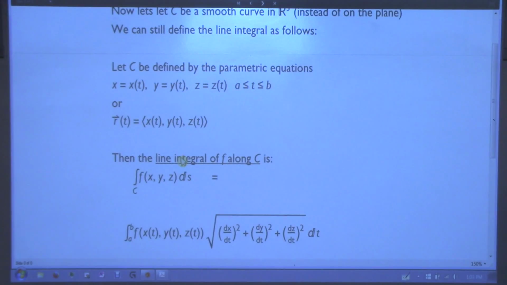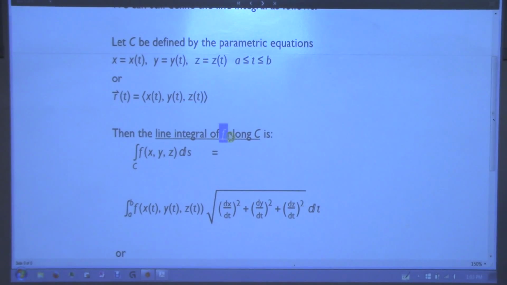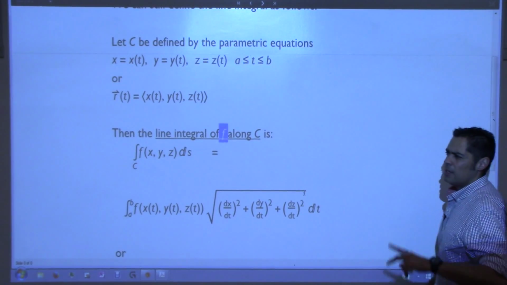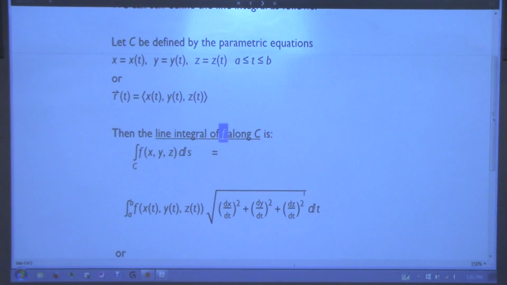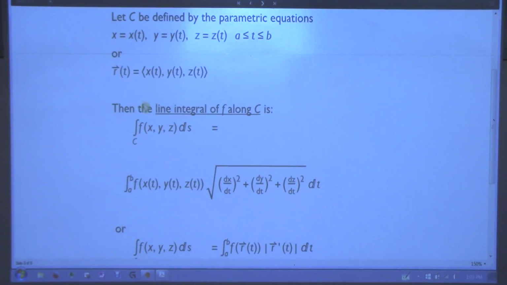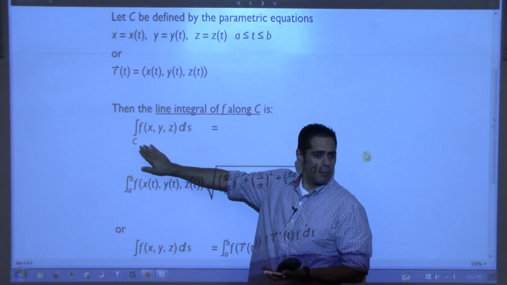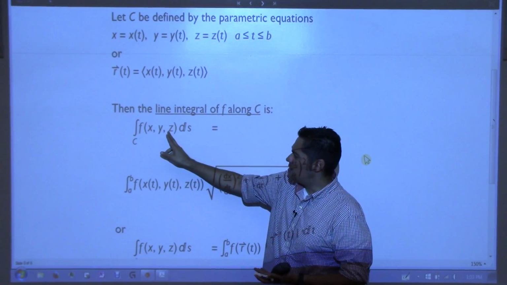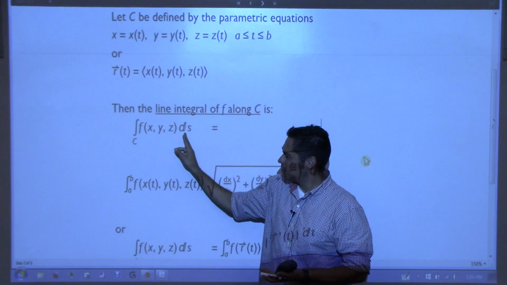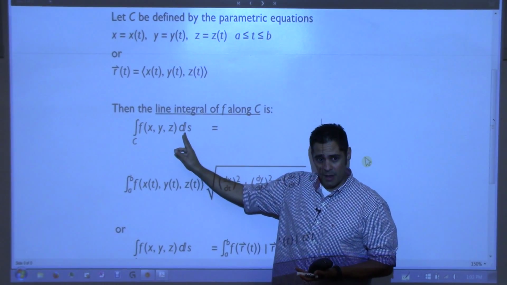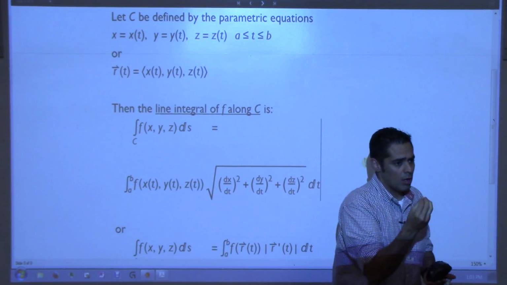Then the line integral of the function f, what type of function is this f? We said scalar, right? We call it a scalar function. So the line integral of the scalar function f along C is given by this equation. Now that's the notation for it. So that notation is exactly what we did last time. The only difference is the z in here. ds still represents the what? Arc length. That ds is the representation of the arc length.